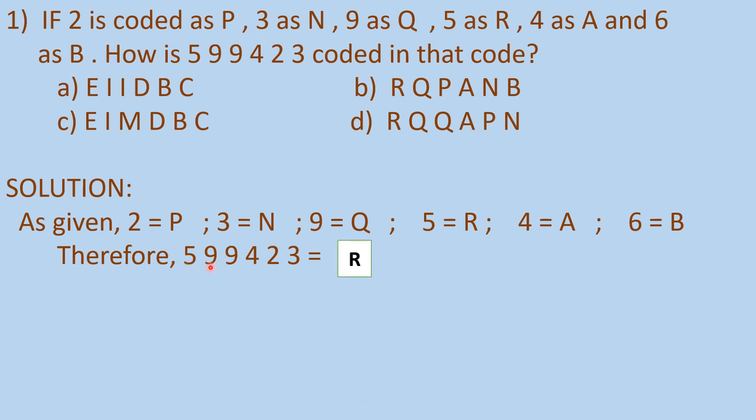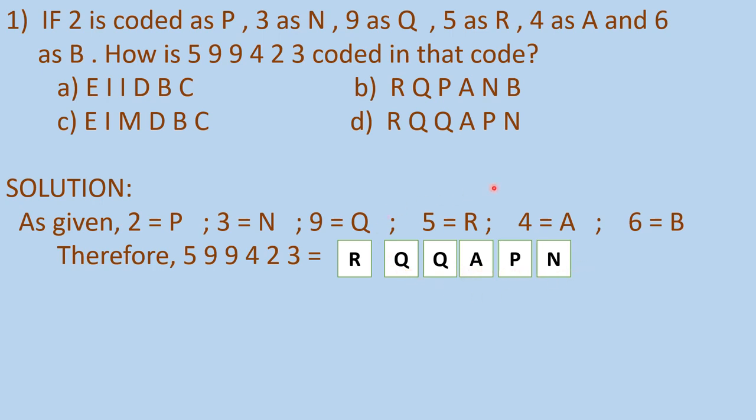Then 9. 9 is coded as Q. So in place of 9, we will write Q. Here again 9 is given, so we will write again Q. Then 4. 4 is coded as A. So in place of 4, we will write A. 2 is coded as P, so in place of 2, we will write P. And in place of 3, we will write N. So our answer is R, Q, Q, A, P, N.